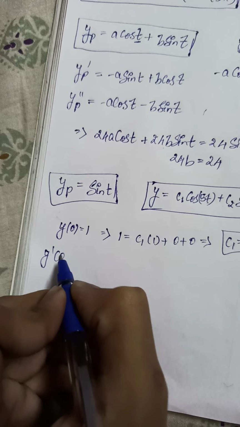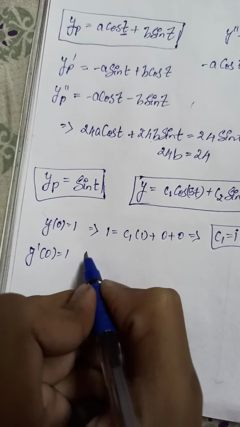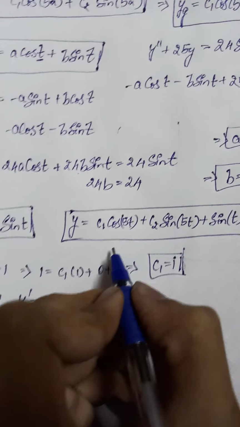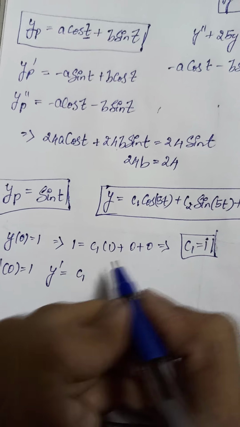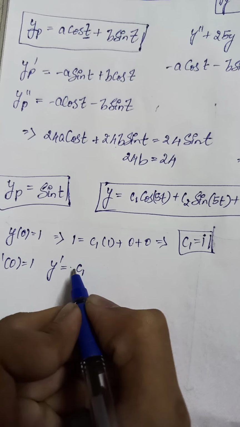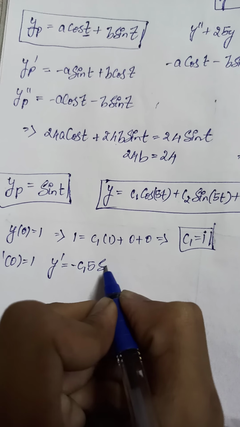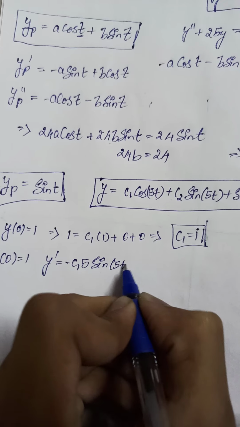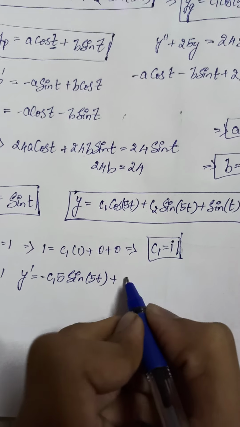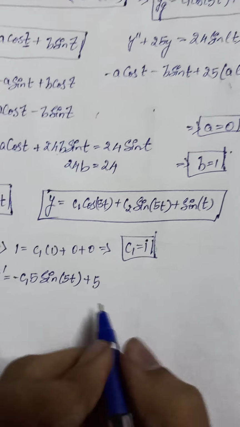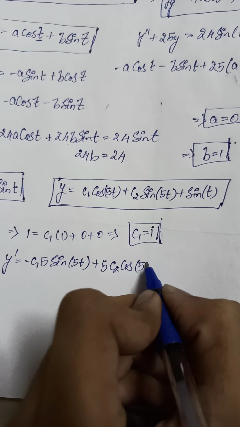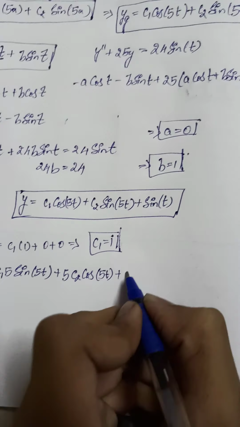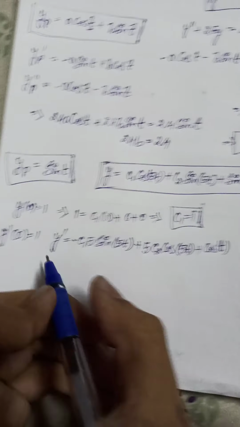Now y dash of 0 equal to 1. Firstly, let's find y dash. Y dash is c1 into cos 5t derivative, minus 5 sin 5t, plus c2 into sin 5t derivative, which is 5 cos 5t, plus sin t derivative, cos t.